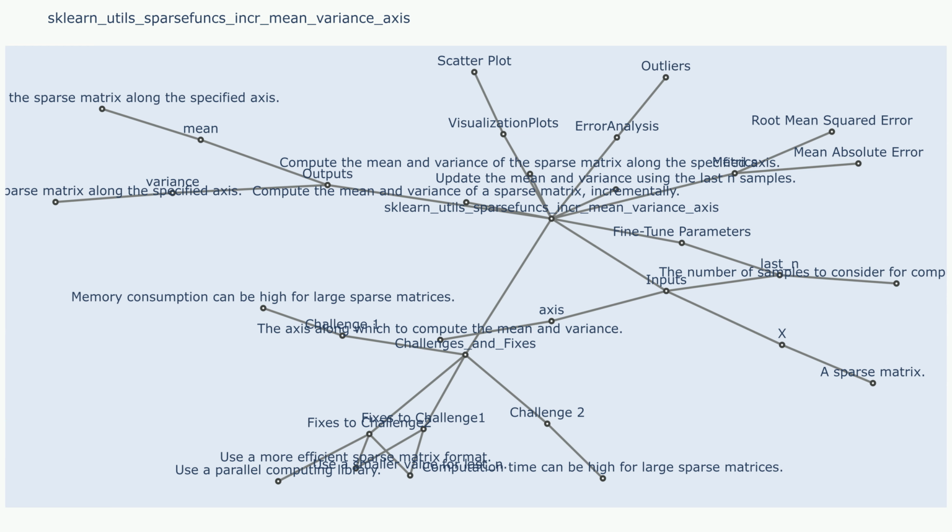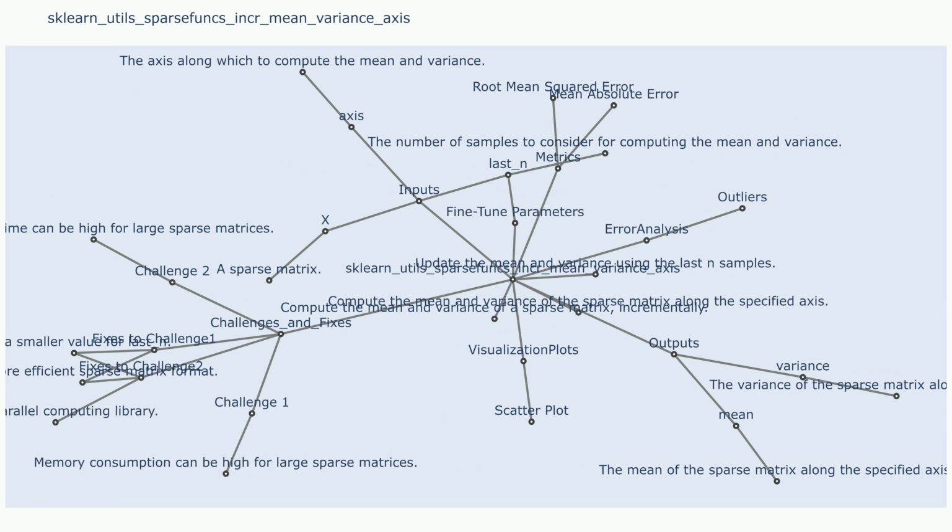This is particularly useful when dealing with large datasets that cannot fit entirely in memory, allowing for efficient processing in batches. Inputs. X. A sparse matrix representing the data. This matrix should be in a format supported by scikit-learn, such as scipy.sparse.csr_matrix.